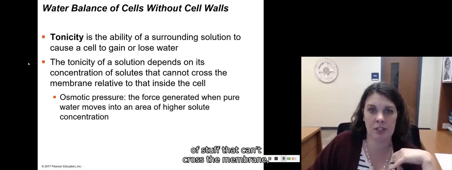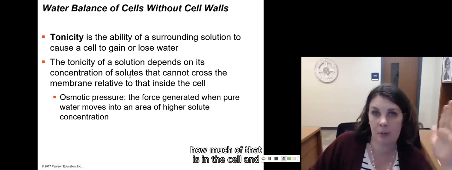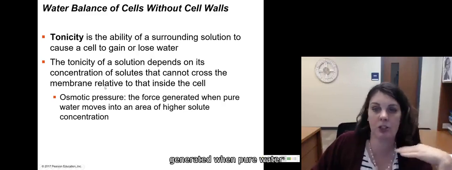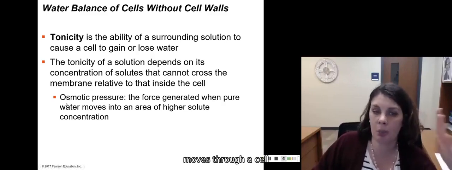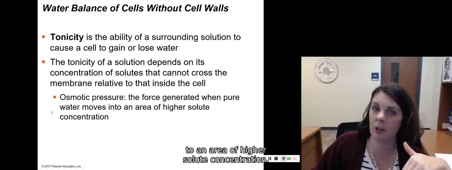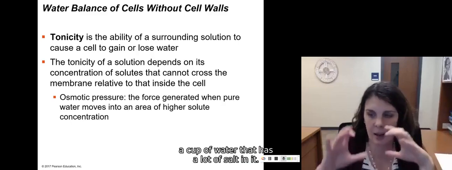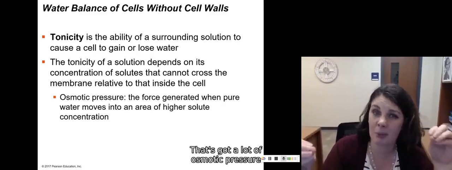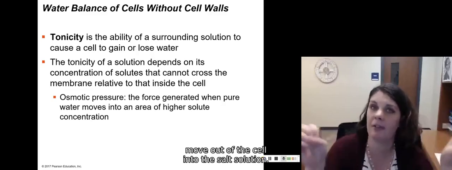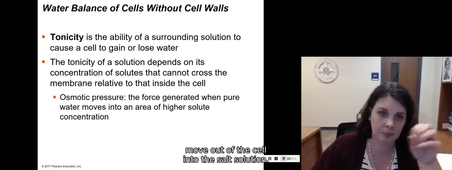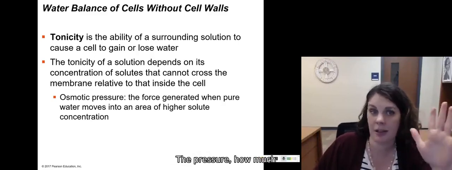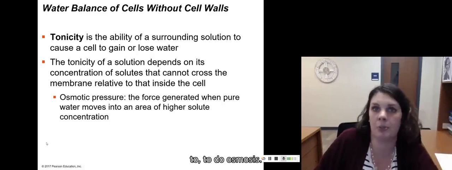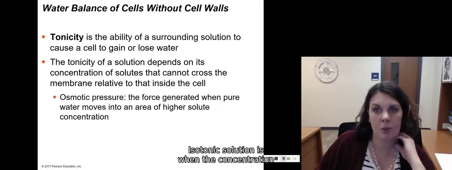So the tonicity is going to depend on the concentration of stuff that can't cross the membrane, how much of that is in the cell and how much of that is out of the cell. Osmotic pressure is how much force is generated when pure water moves through a cell to an area of higher solute concentration. So if you put a cell in a cup of water that has a lot of salt in it, that's got a lot of osmotic pressure because that water is going to try to move out of the cell into the salt solution. That's what osmotic pressure is. The pressure, how much pressure there is for that water to try to do osmosis.